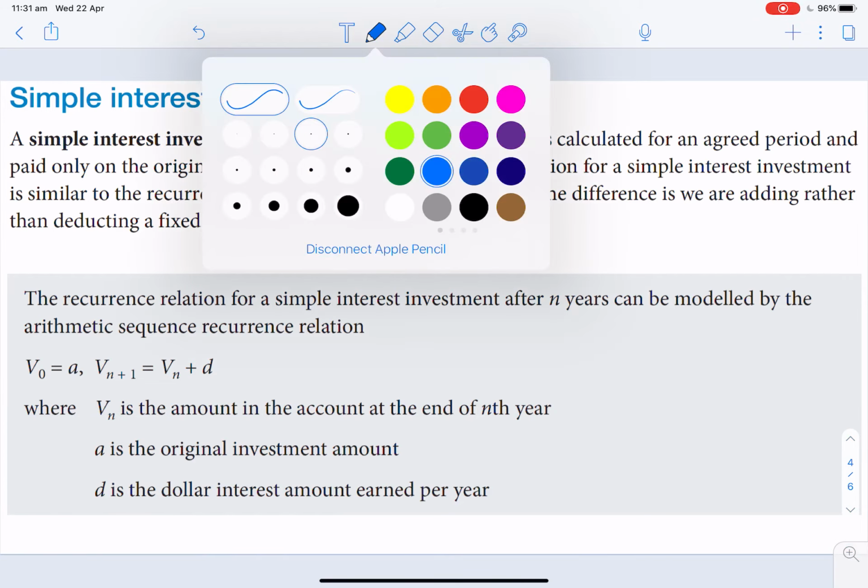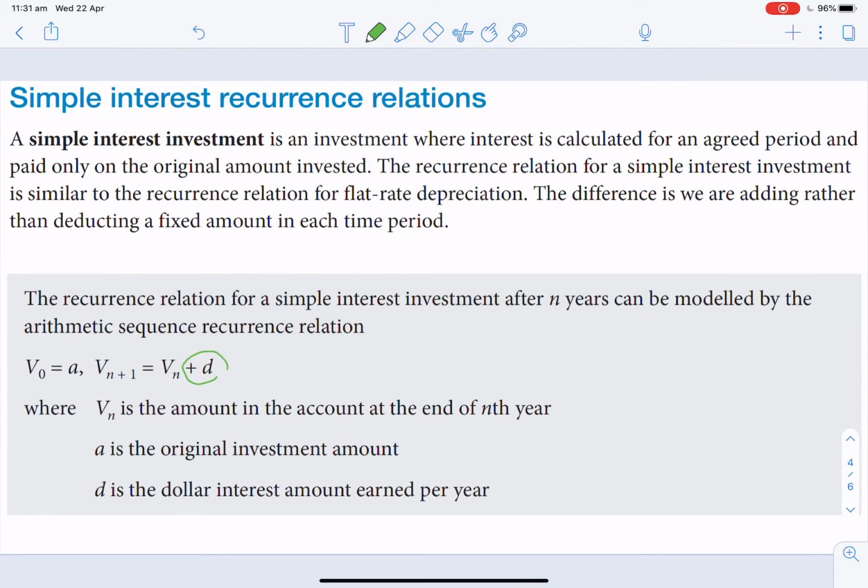Okay, so if you got that previously, you would see that the only difference is I now increase my D value. I've still got my V of 0 equaling A, my V of n plus 1 equaling V of n. Then I add because I'm increasing my value. So V of n is the amount in the account at the end of the nth year.